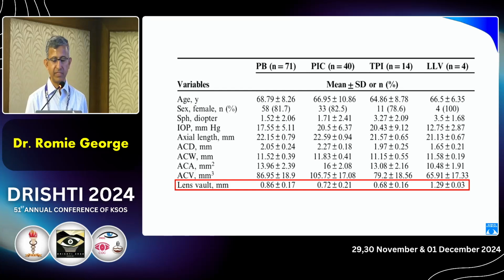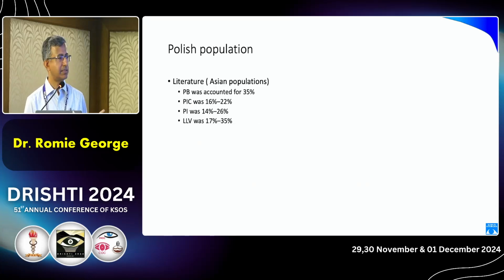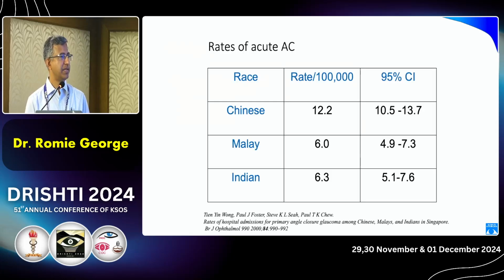But there are 2 caveats here. One, this last paper was from a Polish population, which is Caucasian. The other populations were either Asian or Iranian. And the literature from the Asian population generally tells you that in 30 to 35% of the population the lens vault is significant. So do Indians behave like Asians or Caucasians? That's an interesting question.